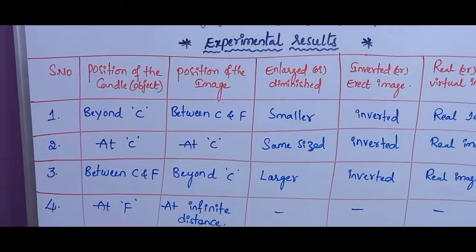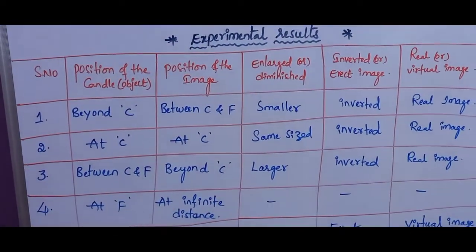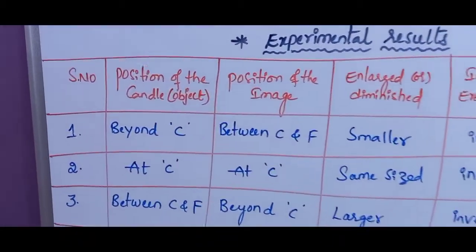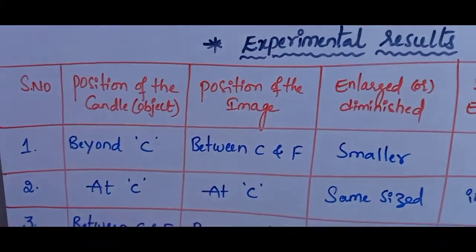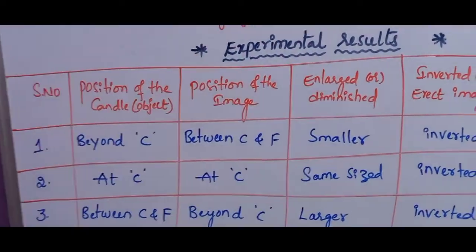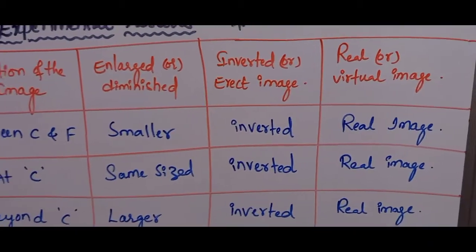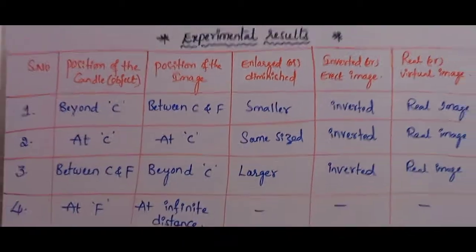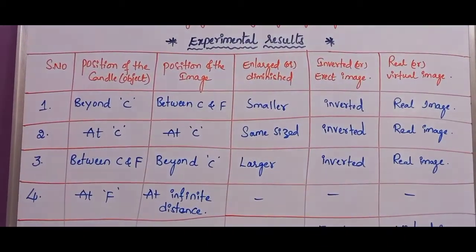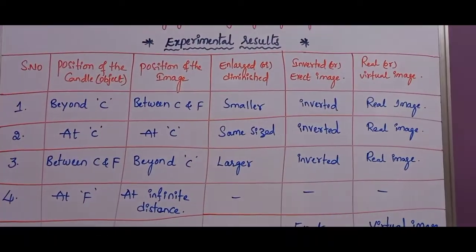When the candle, or any object, is placed at various positions on the principal axis, what will be the position of the image formed? When the object is placed beyond C, the image is formed between C and F, that means between the center of curvature and the focal point. The image is found to be smaller, inverted and real. Whether it is right or not, we will now verify by drawing the diagram for this particular case, when we place the candle beyond C.